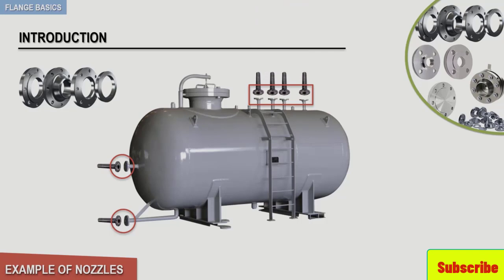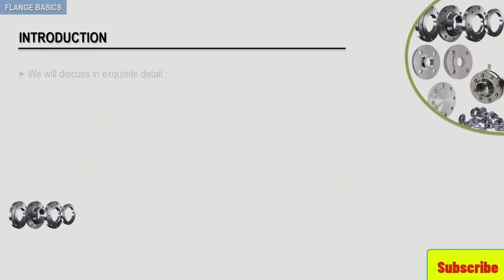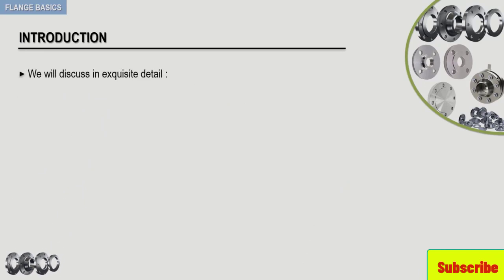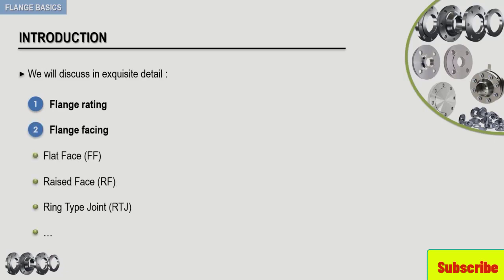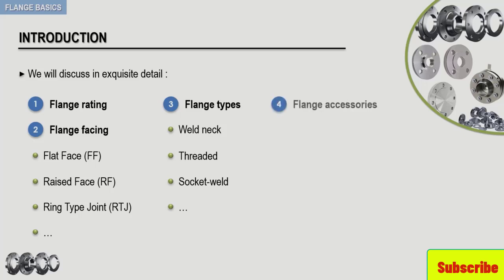In the next couple of videos, we will discuss in exquisite detail the following topics: flange rating, flange facing, in particular flat face, raised face, and ring-type joint. Then we will shift our attention to the various flange types such as weld neck, threaded, and socket weld, just to name a few. Flange accessories such as bolts and gaskets will also be discussed.